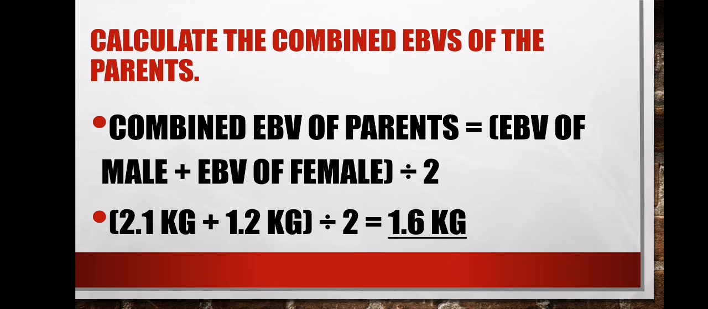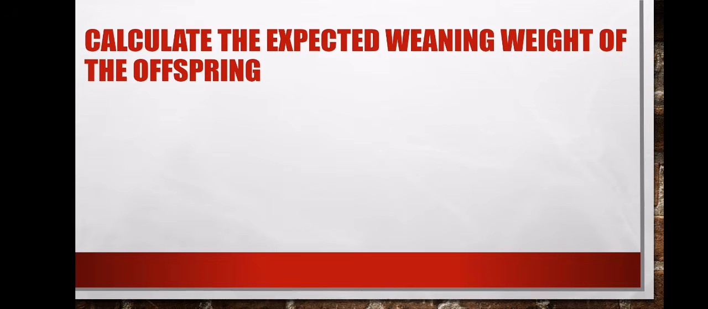So in this case, just understand that we are told that each parent contributes 50%. So we want to get half of the male, half of the female, and then we want to know what will be the EBV of the parents combined. Calculate the expected winning weight of the offspring.